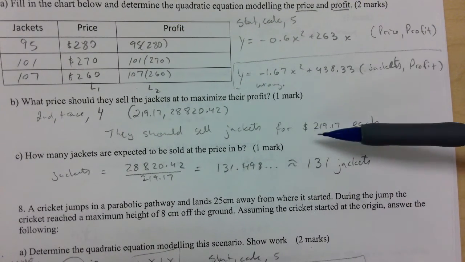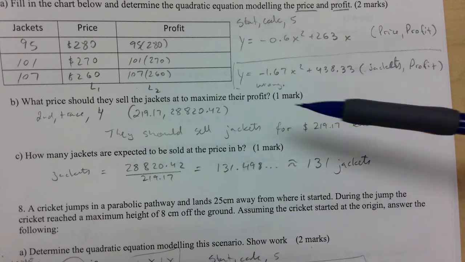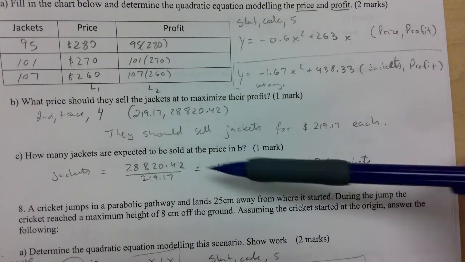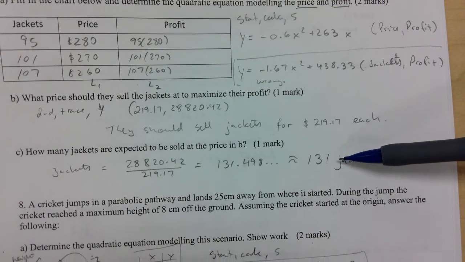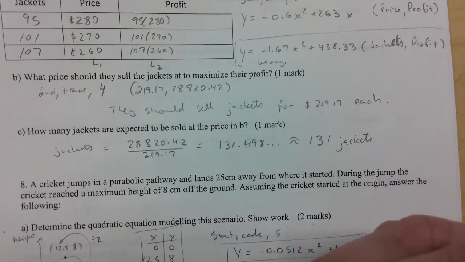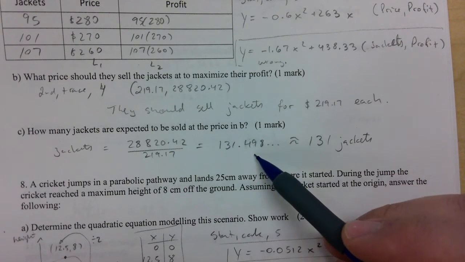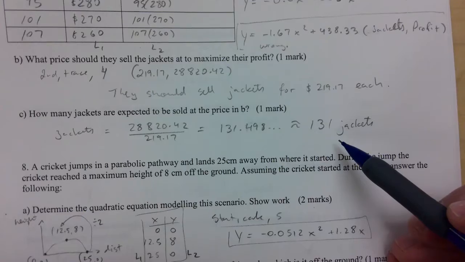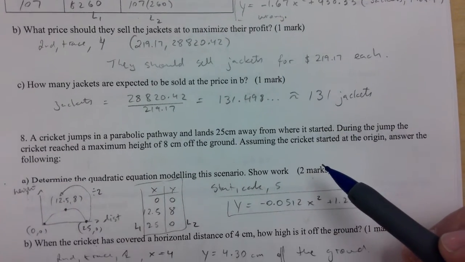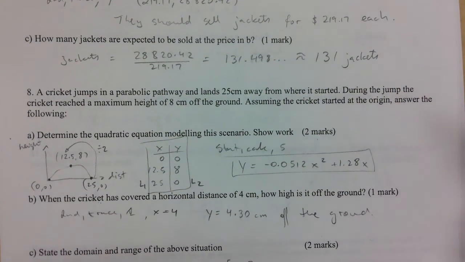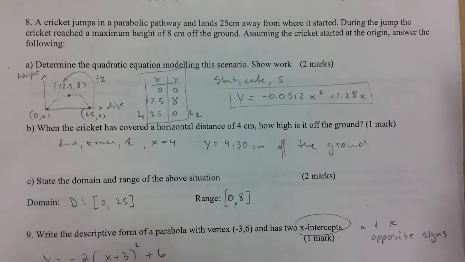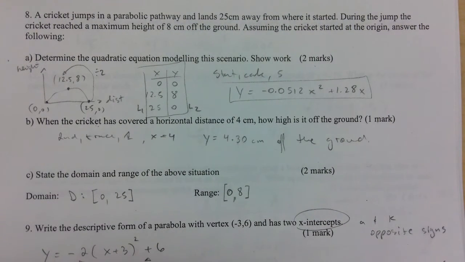And then you find that the jackets that were supposed to be sold at a price of $219.17, right? To get the maximum profit. How many jackets are you expected to sell? And so you divide these two to get you that. So approximately 131 rounded to nearest whole number. I accept 132 as well, as long as it was a whole number. You were fine.